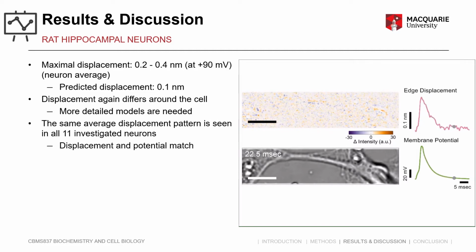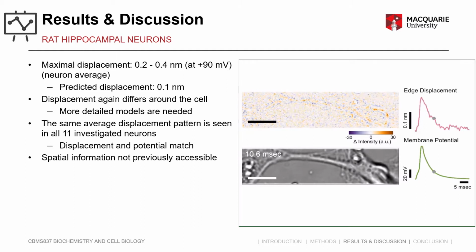They investigated 11 neurons, and in all of these it was seen that the displacement and the potential match. That is, they show the same curve with the maximum displacement and the maximal potential being approximately at the same time. This is also the first instance of spatial information about action potentials.